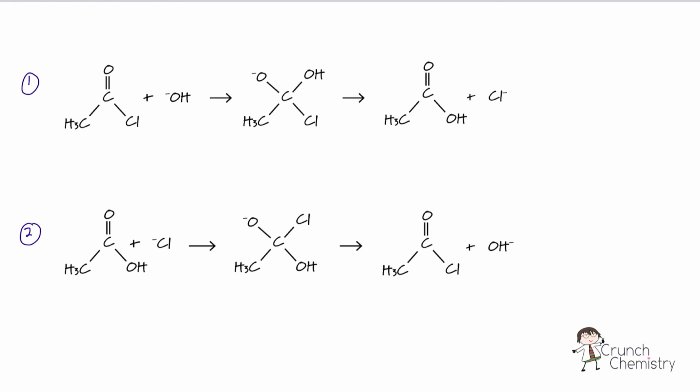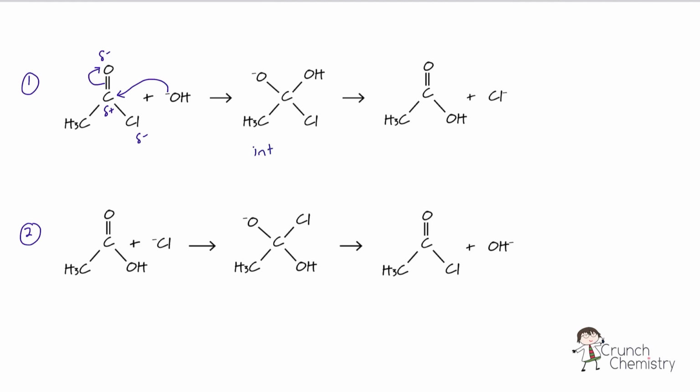The reaction mechanism for the first reaction is well known. So we have a delta positive carbon atom because it's bonded both to the oxygen and the chlorine, and they're both considerably more electronegative than carbon. So hydroxide ions attack the central carbon atom and use the lone pair of electrons to make a bond between themselves and the carbon. And this causes the double bond to break.